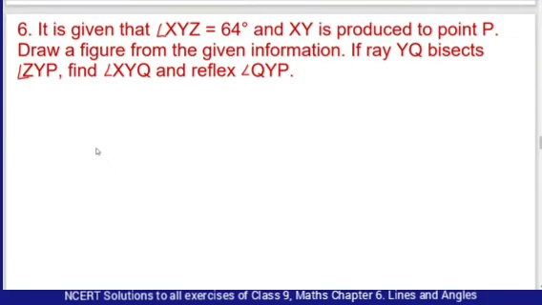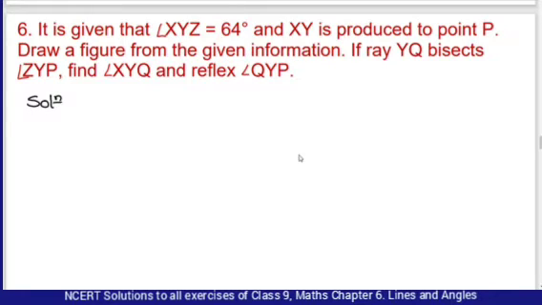Sixth question. It is given that angle XYZ is equal to 64 degrees and XY is produced to point P. Draw a figure from the given information. If ray YQ bisects angle ZYP, find angle XYQ and reflex angle QYP.